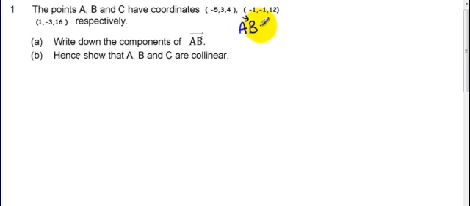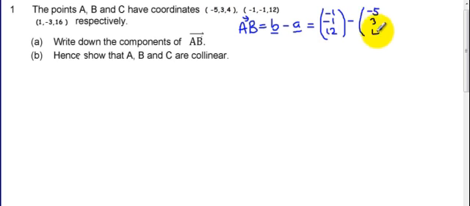Components of AB will be given by position vector B minus position vector A, which is (-1, -1, 12) minus position vector A, (-5, 3, 4). -1 minus -5 is +4. -1 minus 3 is -4. 12 minus 4 is 8.